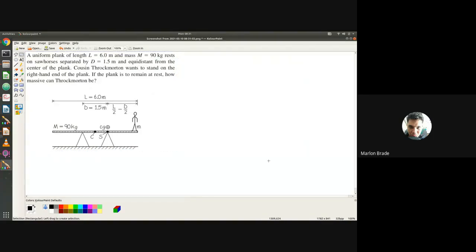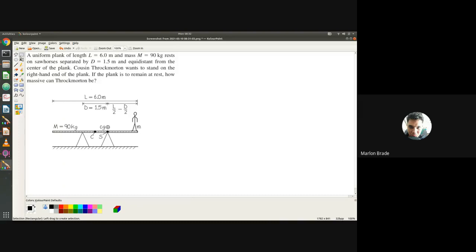So a uniform plank of length L equals 6.0 meter and mass M equals 90 kilogram rests on sawhorses separated by D equals 1.5 meter and equidistant from the center of the plank. Cousin Throckmorton wants to stand on the right hand end of the plank. If the plank is to remain at rest, how massive can Throckmorton be?